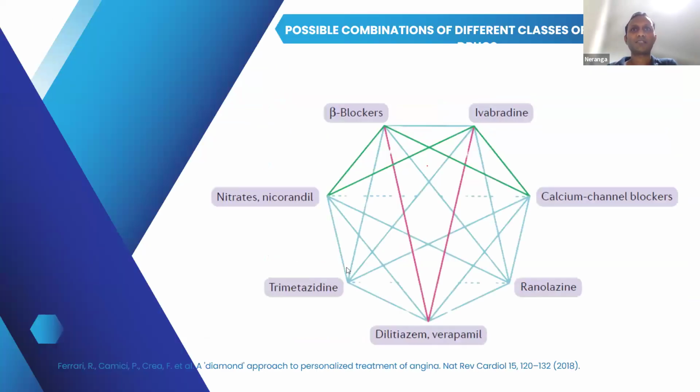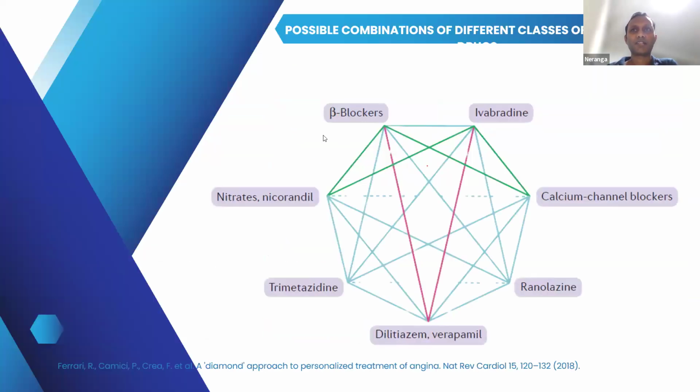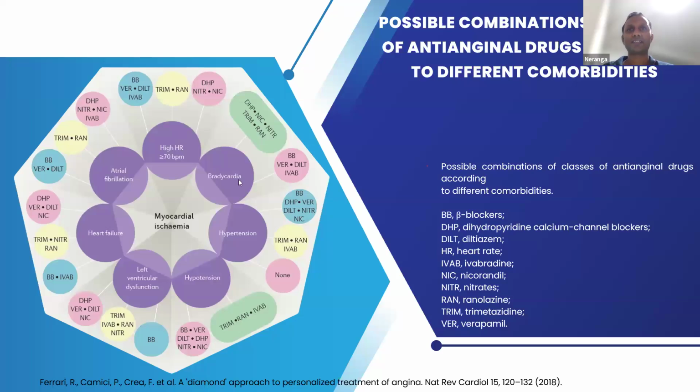To reduce the symptoms, there are anti-angina drugs. This is a good article to read from 2019, a diamond approach to stable angina. They consider the patient with bradycardia: what is the preferred one, what is the non-preferred one, etc. If the patient has AF, what are the preferred anti-angina drugs, etc. You can go through it leisurely.